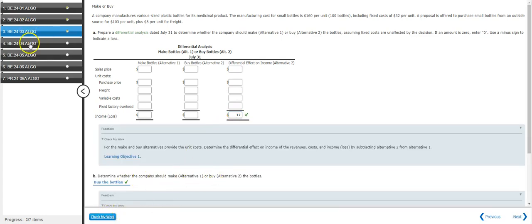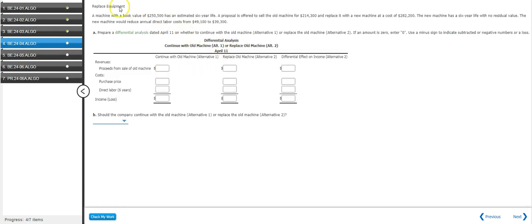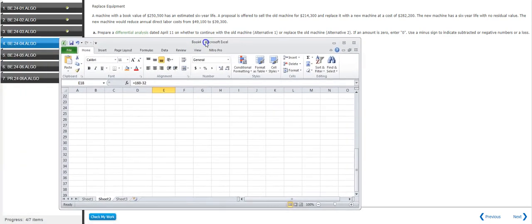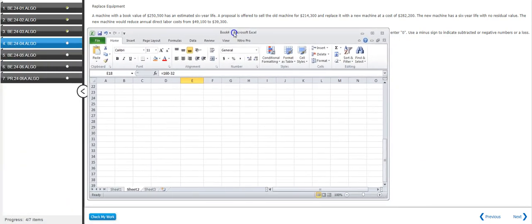Those two are correct. We'll move on to the next one. Alright, replace equipment. I'll give you a second if you want to stop the video and try the problem on your own. Alright, let's go ahead and get started. This is whether we want to replace equipment or not replace the equipment. So we can keep old equipment or we can replace.